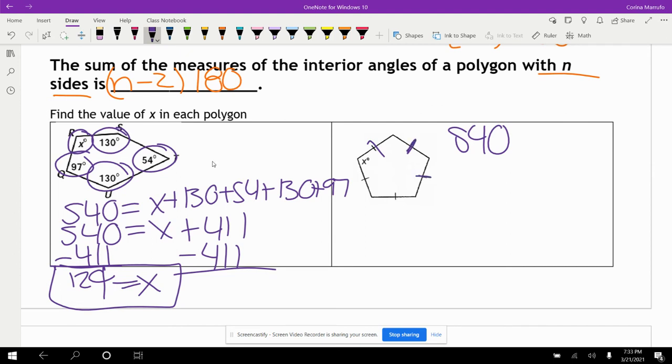And then from there, they tell us that this is a regular polygon. And by putting these little tally marks onto the figure, they show us that all the sides are the same. So that means all the angles are the same. So I'm going to go ahead and divide that by 5, and that'll tell me how much each angle is. So that tells me that each angle is 108 degrees.